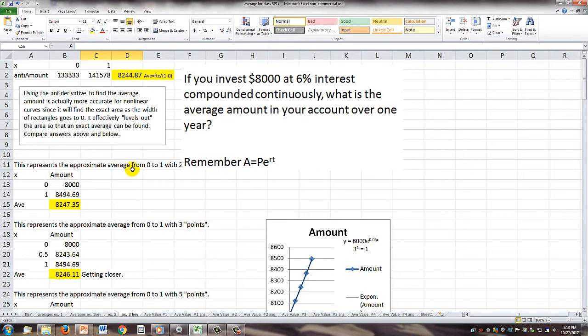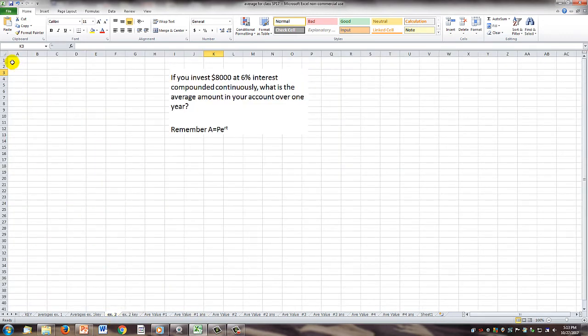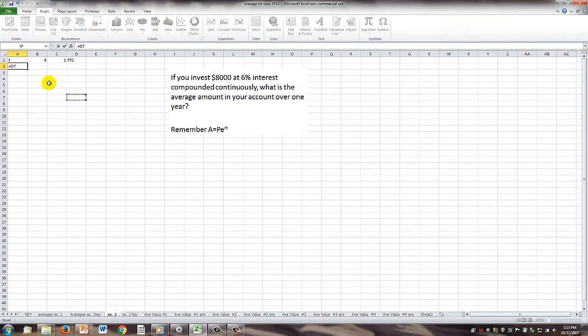I don't have it written anywhere, so I won't go over here. If we do the FTC method, t is in years, so we just want to know from 0 to 1, and the antiderivative of A equals 8,000 times e to the 0.06t. Better write that down for you, so I'll do that.